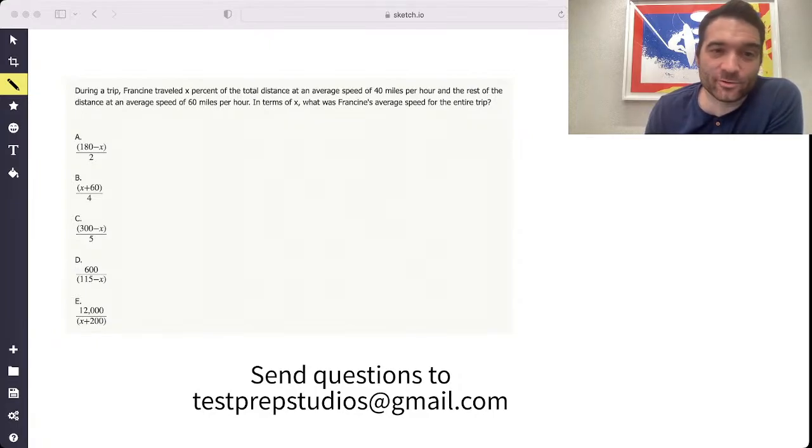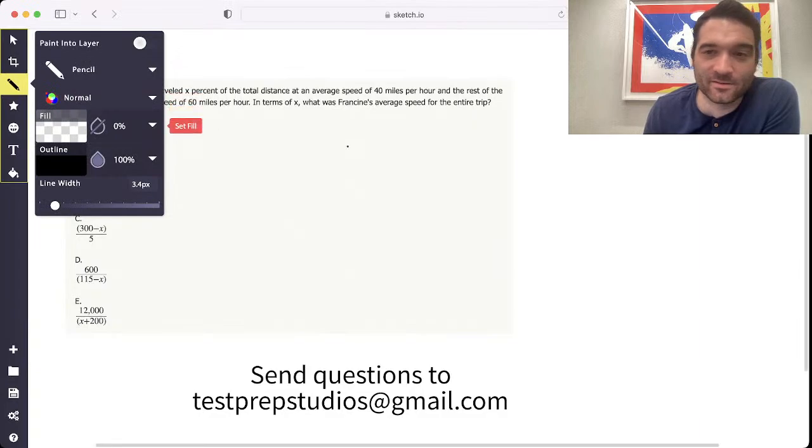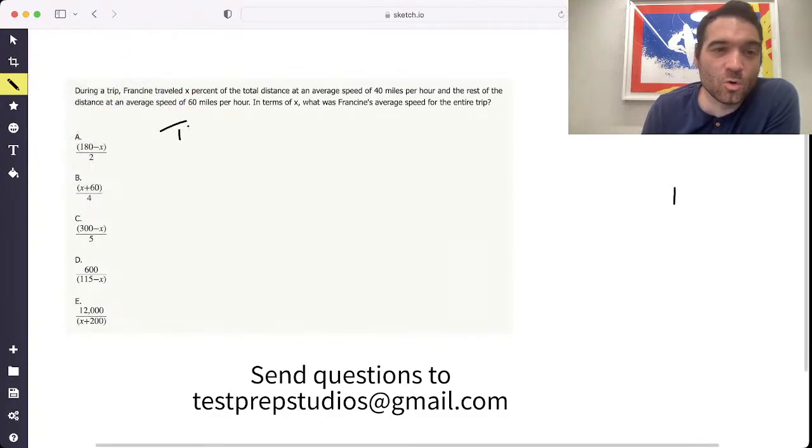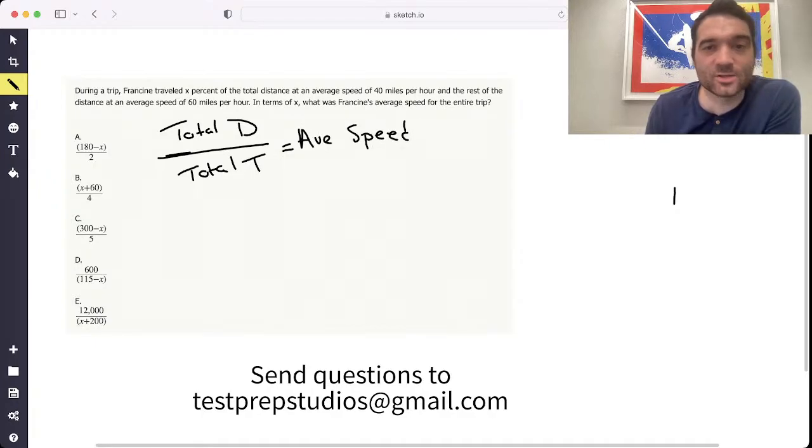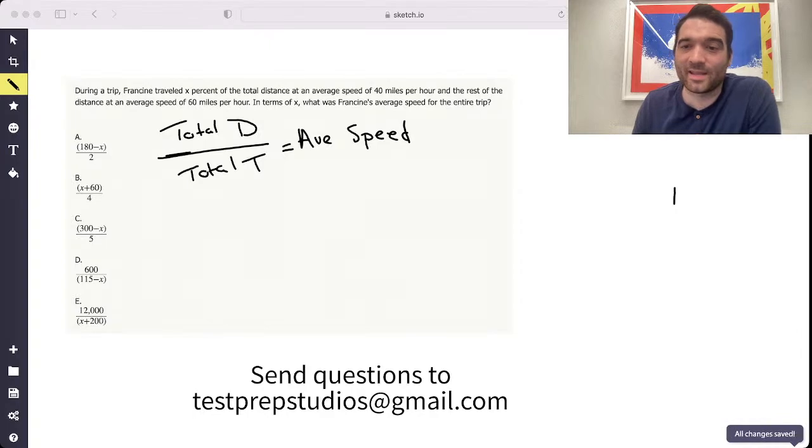So average speed is not the average of the speeds. Well, what is average speed then? Average speed, and this is a formula that we absolutely have to know, is the total distance divided by the total time. So that's the formula that we need for average speed. Right? Average speed is total distance divided by total time.